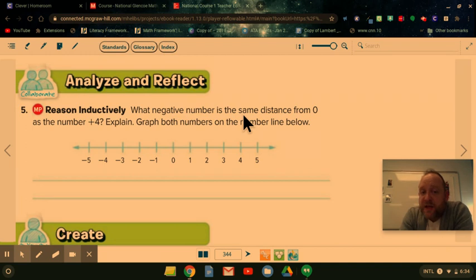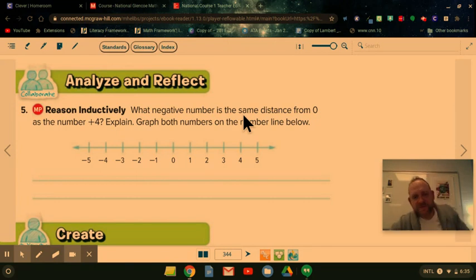Use your fingers on the screen if you need to, but I need you to tell me not only what negative number is the same distance from 0 as positive 4, but I need you to explain to me how you know. Go ahead and give that a try. Remember, this is for your grade for today.